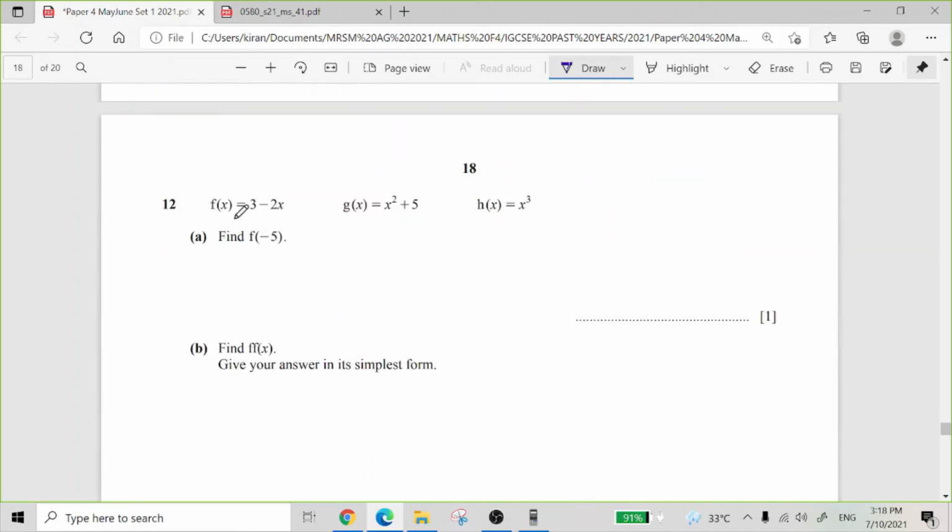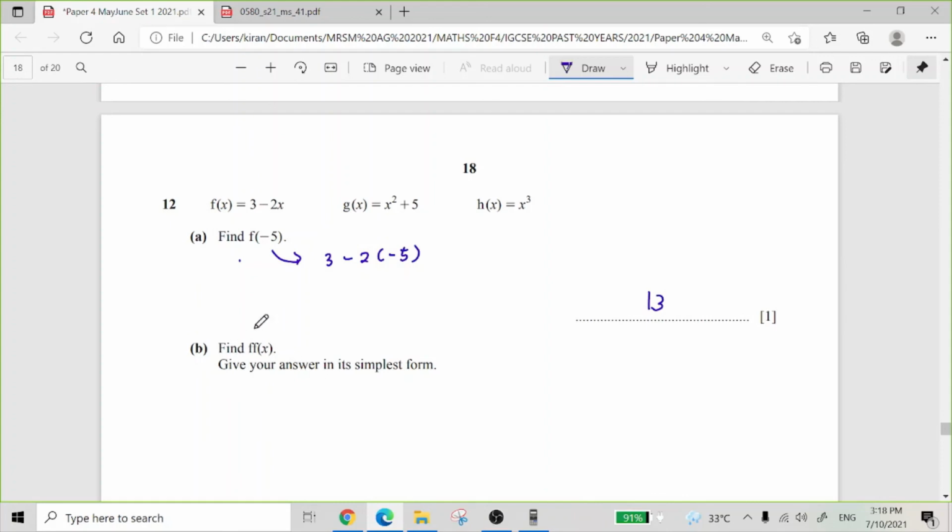Okay, we have function f(x) = 3 minus 2x, and then g(x) = x squared plus 5, and then h(x) equal to x cubed. Find f, substitute the value of negative 5. Okay, so masukkan saja value, satu markah je kat situ anak-anak. Okay, so kita masukkan, we substitute negative 5 here, and then 3 plus 10 we get 13.